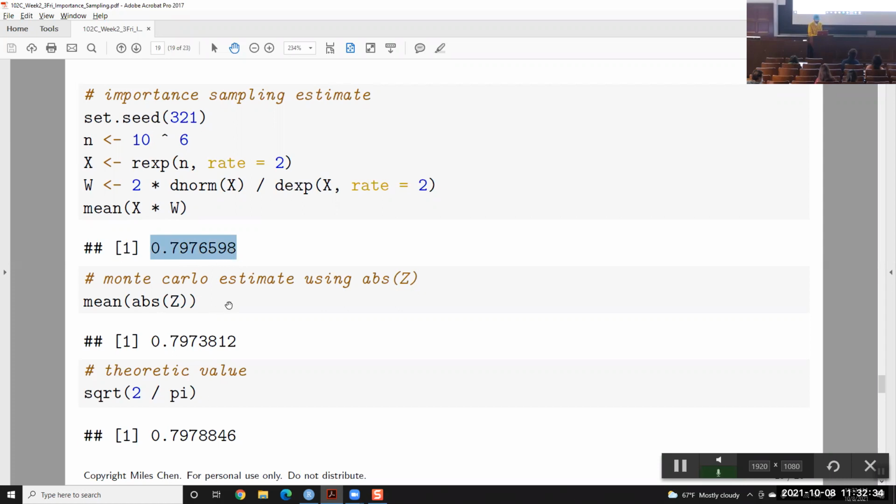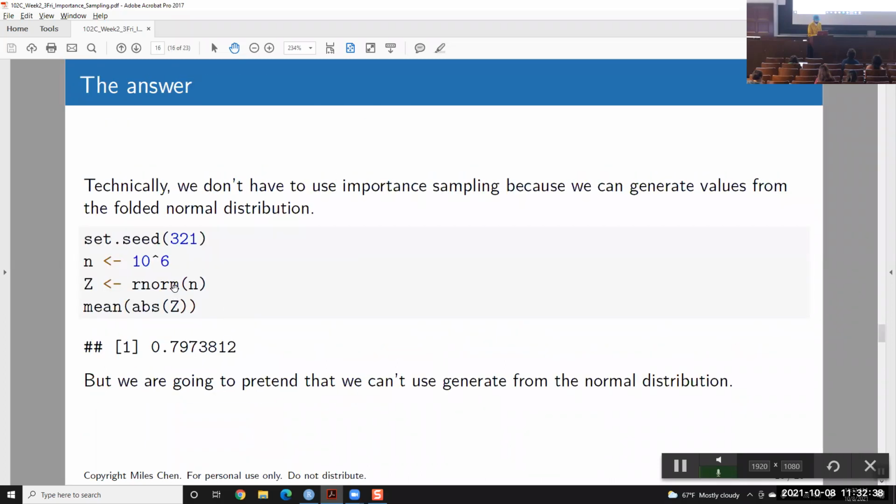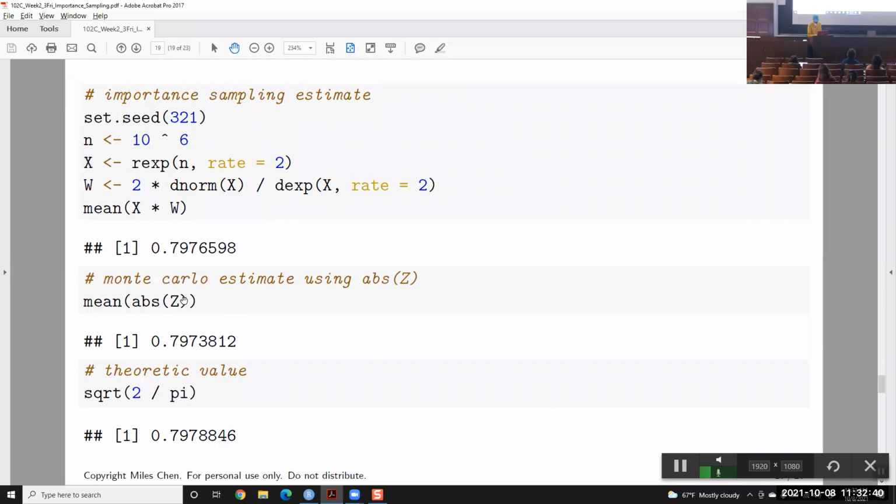0.7976598, right? We have this value back here where I generated 1 million values from the normal distribution, and we get pretty much the same value, 0.7973812, something very similar to this. Theoretically, the mean is going to be the square root of 2 over pi. So the theoretic value is 0.7978846, okay? So all of these give us something with about 3 decimal places of precision.